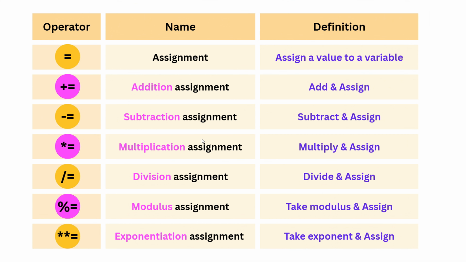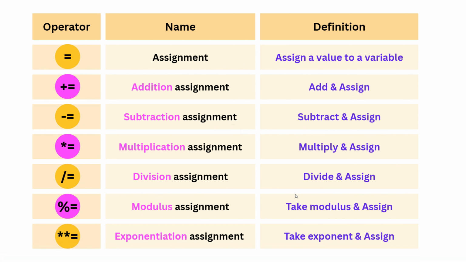Let's look at some common compound assignment operators in Python. The equal sign is the assignment operator. It simply assigns a value to a variable. Addition assignment, add and assign. Subtraction assignment, subtract and assign. Multiplication assignment, multiply and assign. Division assignment, divide and assign. Modulus assignment, take modulus and assign. Exponentiation assignment, take exponent and assign.